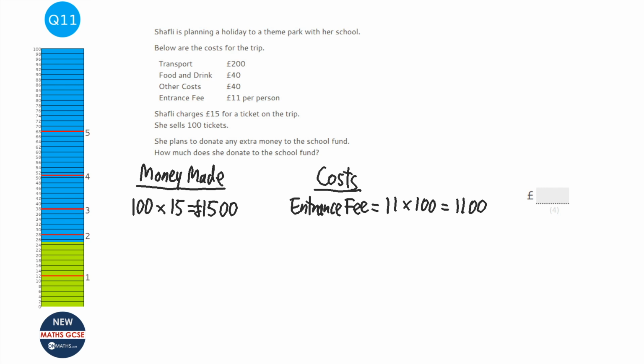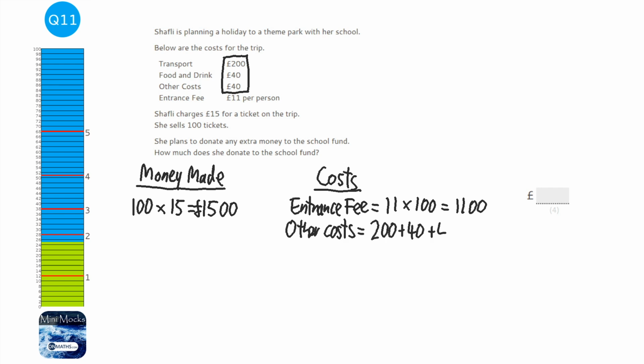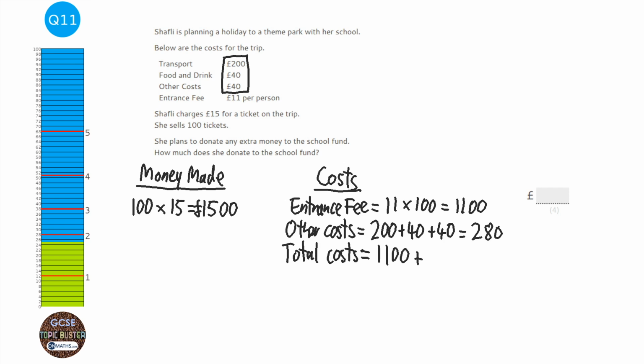All the other costs are just one-off costs. Those aren't per person. So other costs are going to be 200 plus 40 plus 40, which is going to equal 280. So we're going to work out the total costs by doing 1,100 plus 280. And you can do any of these using any method you feel comfortable with.